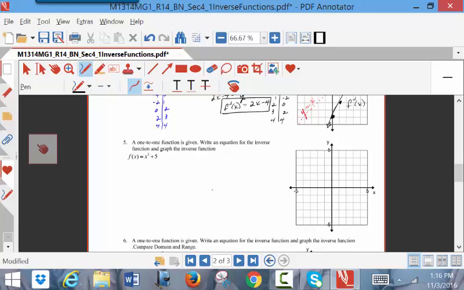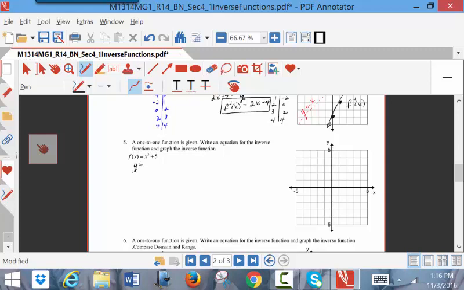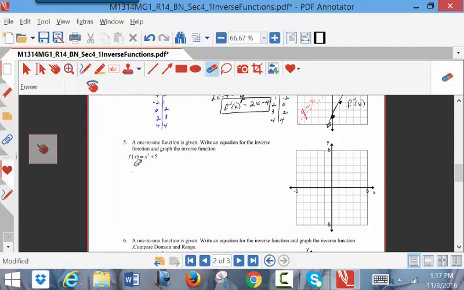Okay, so we want to find the inverse. So the first thing I want to do is rewrite this as y equaling x cubed plus 5. It makes it a lot easier to find my inverse function whenever I've done that. Actually, I'm going to try to stay consistent with the example above, and I'm going to put this in blue.